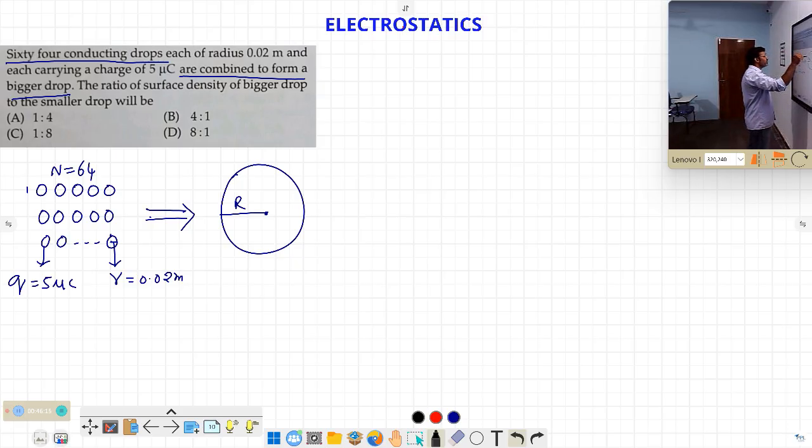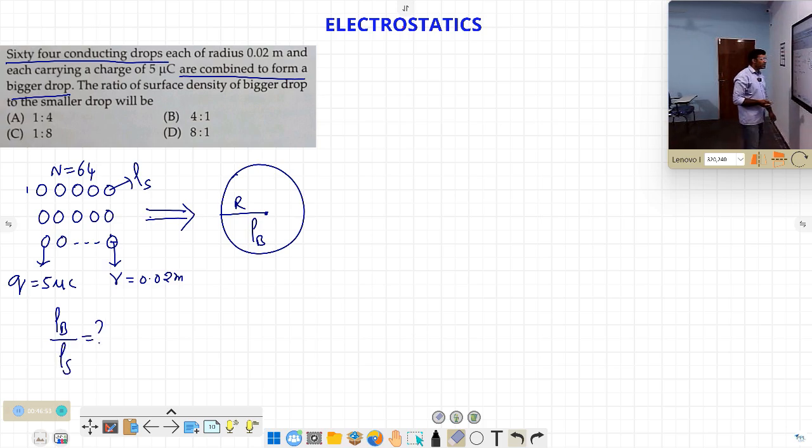Now what they are asking here: when it is made into a single drop of certain radius R, find the ratio of the surface density of the bigger drop to the smaller drop. These are 64 conducting drops, each having radius r. Drops means the relevant charge density is the volume charge density. So I am writing the density of the bigger drop as B and the smaller drop as S. They are asking for the ratio of charge density of the bigger drop to the smaller drop.